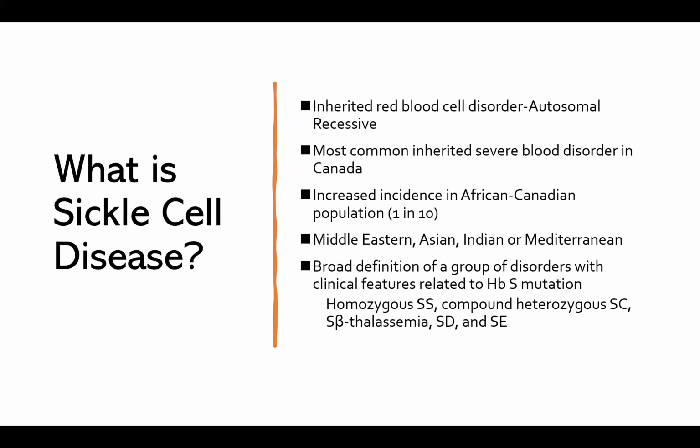disease. It is a broad definition of a group of disorders with the clinical features related to the hemoglobin S mutation. Homozygous SS is the most common type of sickle cell disease, but we also have compound heterozygous SC, S beta plus thalassemia, S beta zero thalassemia, SD, and SE.